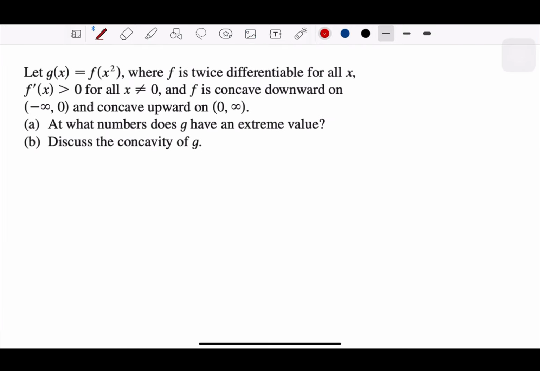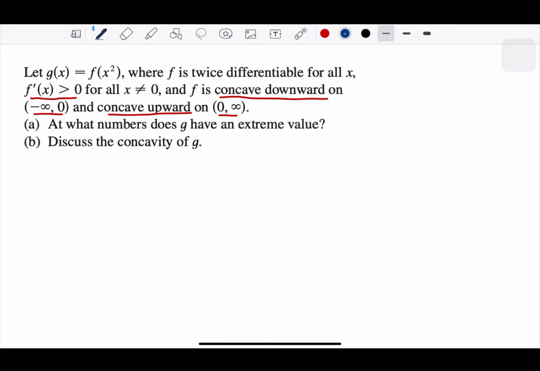Let g of x equal a function f of x squared, where f is twice differentiable for all x. And this is the important idea. So f prime should be positive for all x not equal to 0, and the function is concave downward on this interval and concave upward on this interval. At what numbers does g have an extreme value?